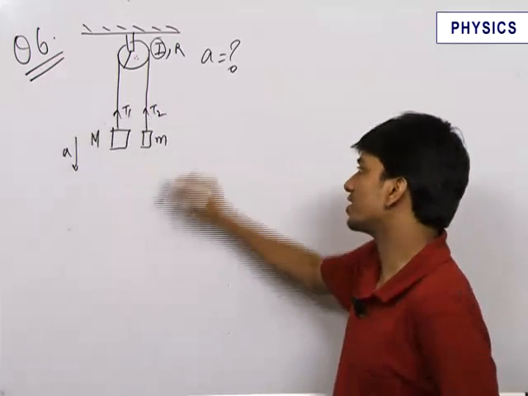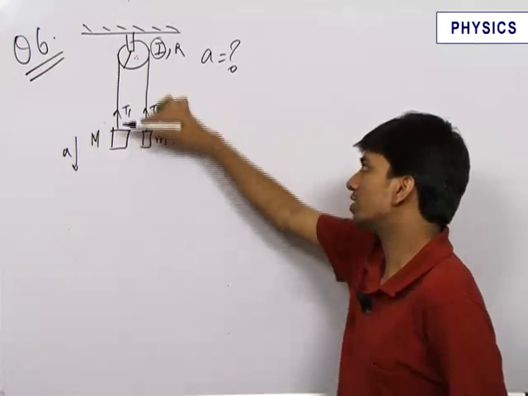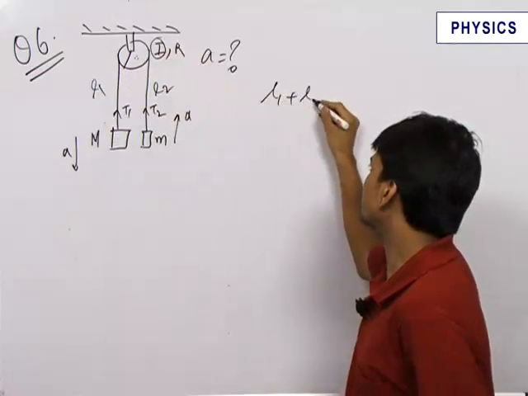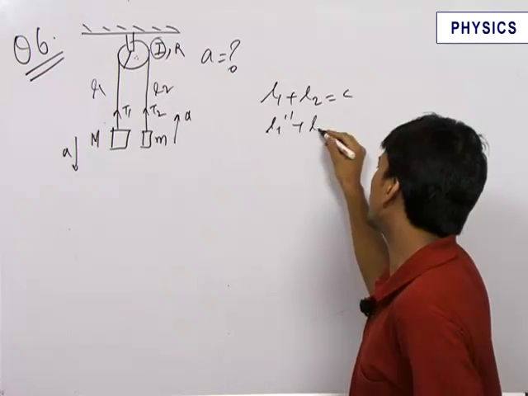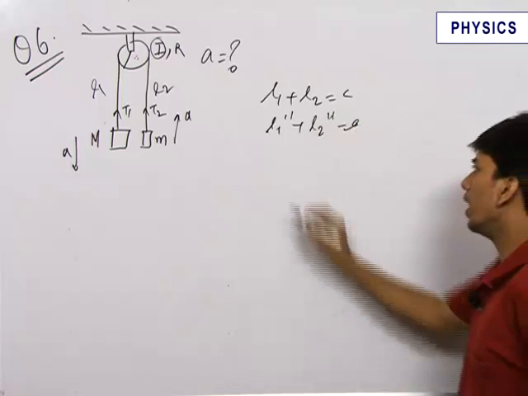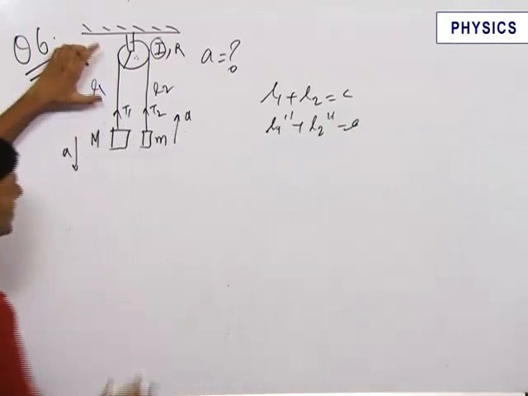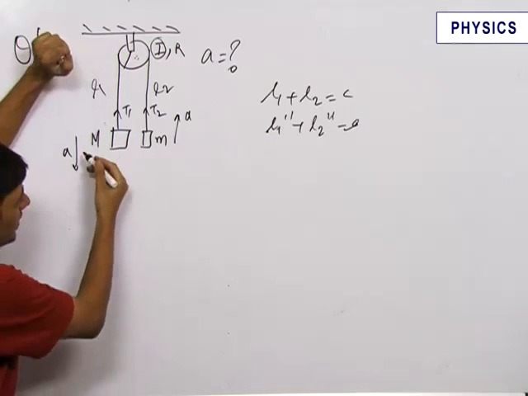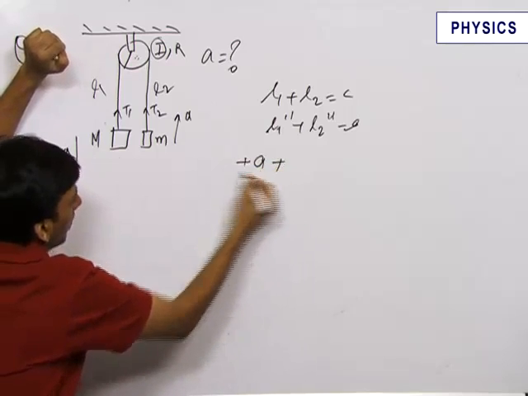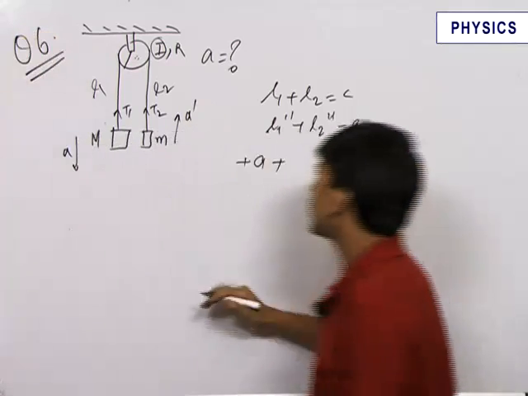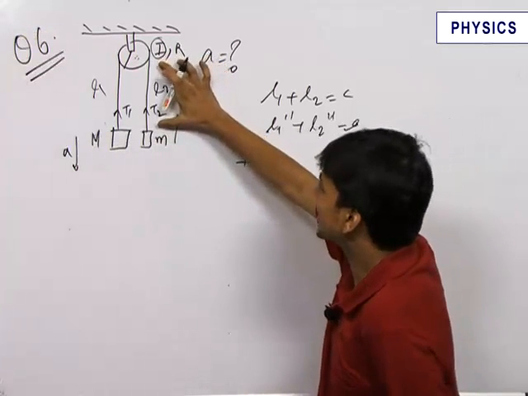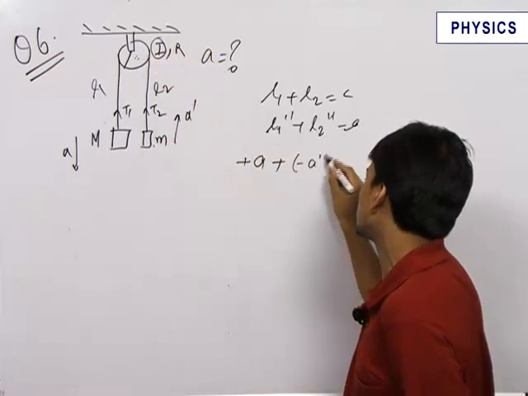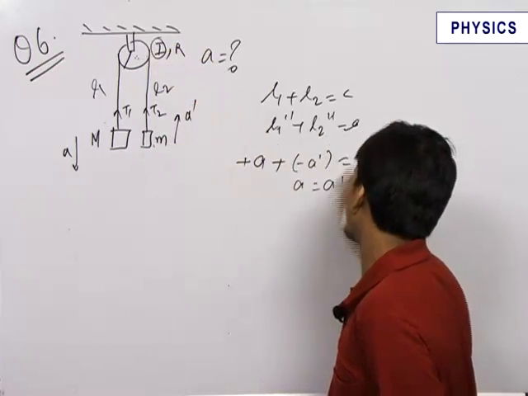Since this is going down with acceleration a, this will go up with acceleration a, because this being a string, we can apply the string constraint. L1 plus L2 is equal to constant, so L1 double dash plus L2 double dash is equal to 0. Now what is L1 double dash? L1 double dash is the rate with which the distance between this pulley and this mass changes, that is plus a. Let this be a dash; then L2 double dash is the rate with which this distance changes. Now this pulley is at rest, so it changes only because of this mass, that is minus a dash, equal to 0. Therefore we get a is equal to a dash.